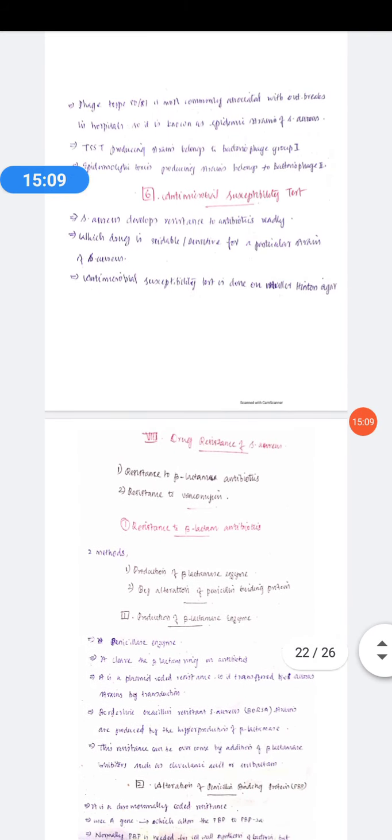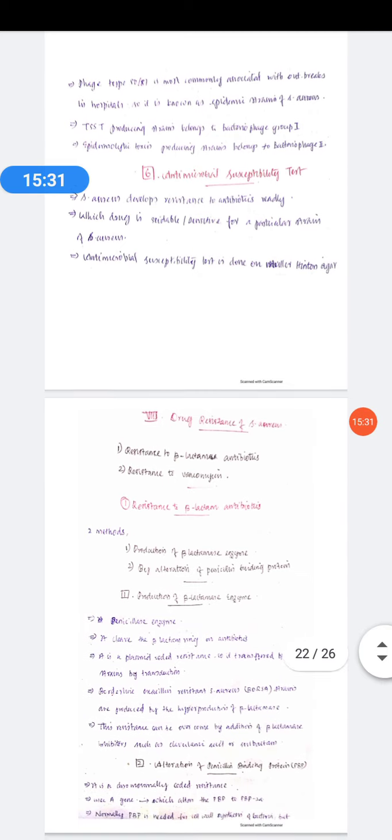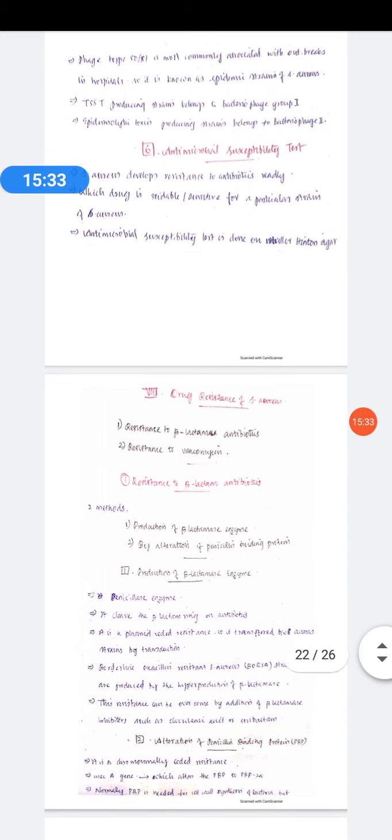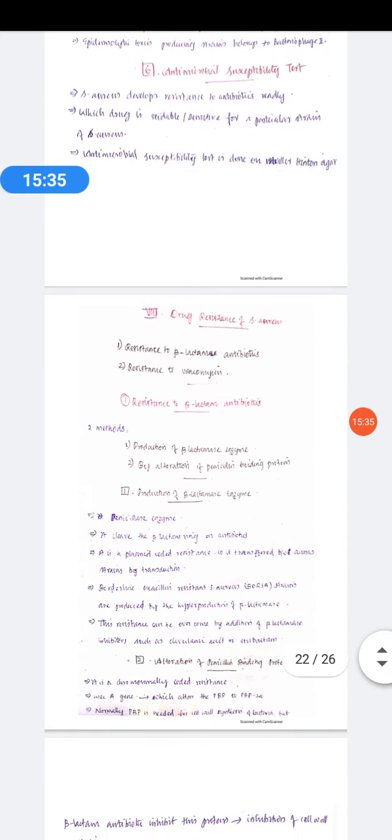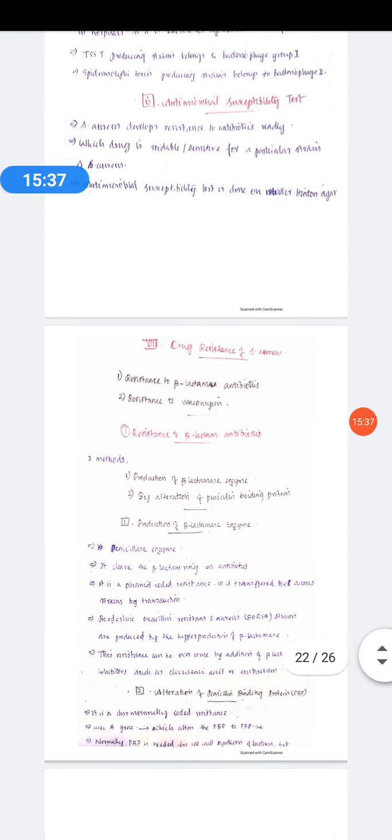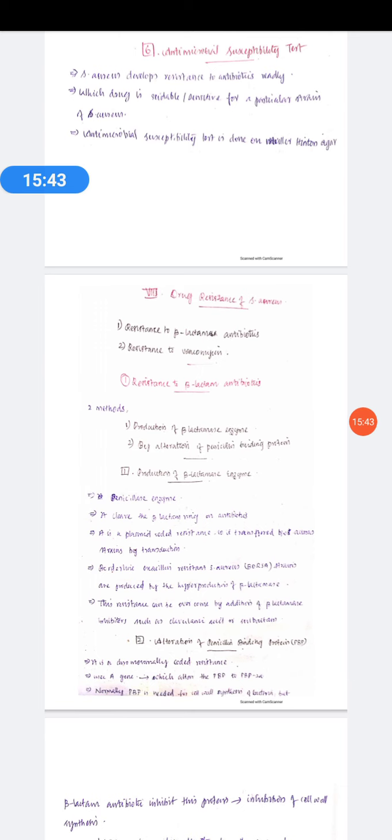Then come to the sixth method, that is the antimicrobial susceptibility test. What do you mean by that? Staph aureus develops resistance to antibiotics rapidly. So, by this test we confirm which drug is suitable or sensitive for the particular strain of Staph aureus. It is helpful for the prescription of drugs. The antimicrobial susceptibility test is done on Mueller-Hinton agar. That's about the antimicrobial susceptibility test, and also about the lab diagnosis.